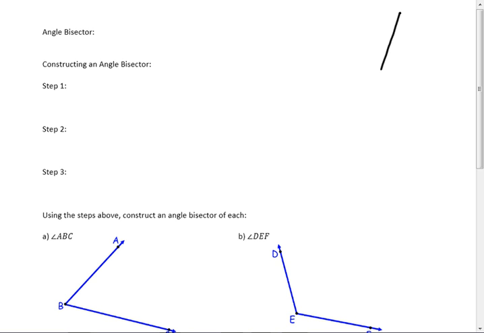Here's my angle. Remember, an angle is made up of 2 rays that begin at an endpoint. Does that sound weird? Rays that begin at an endpoint, but they do. An angle bisector is a segment, line, or ray that, if you start at this endpoint, divides this angle into two congruent angles. That's an angle bisector.